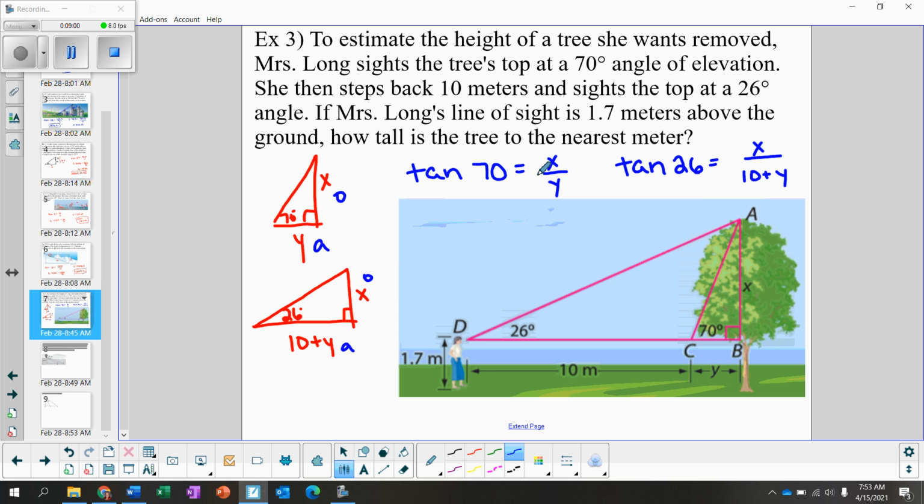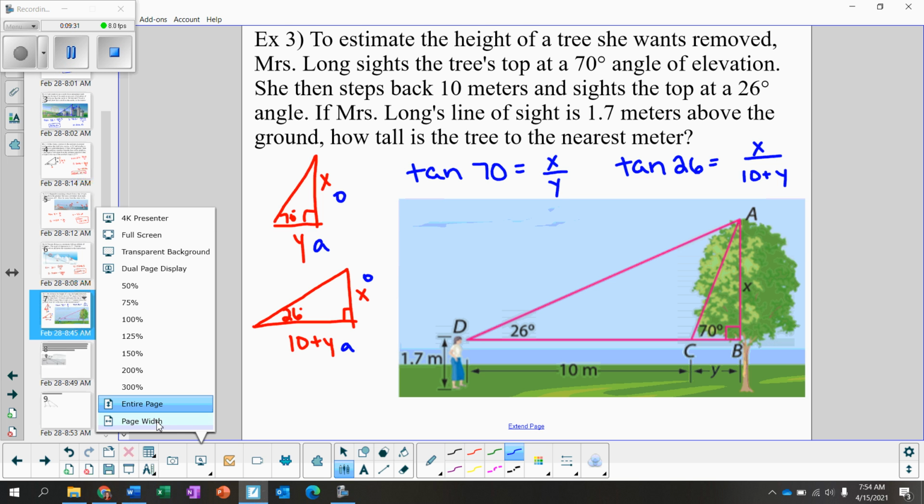So I have two different equations, both with x and y in them. So this is technically a system of equations. And what I will do is get both of them to have x alone, because if I know what x is for each of them, I can then set them equal to each other because I know x is equal to x. So I'm going to get x by itself in this equation, and I'm going to get x by itself in this equation, each by multiplying by the denominator. So let's extend our page here a bit.